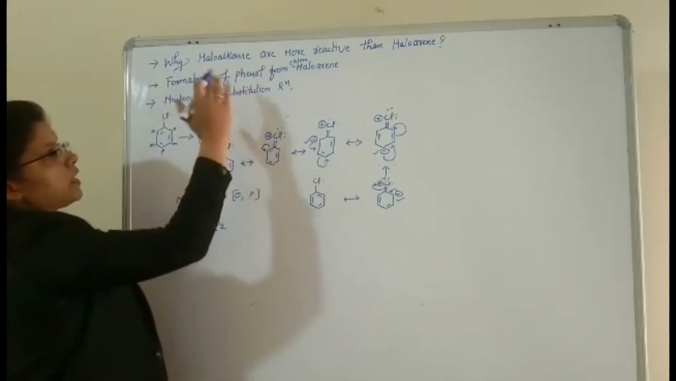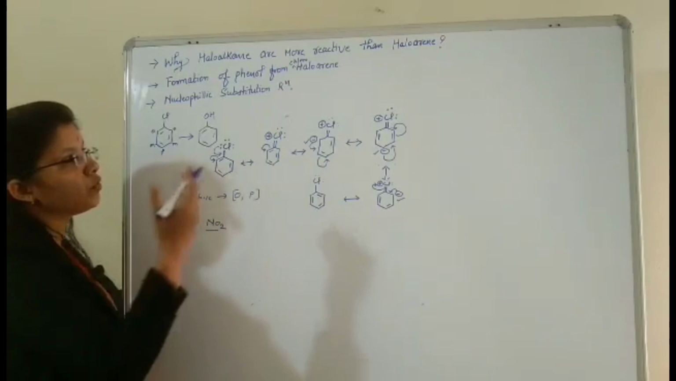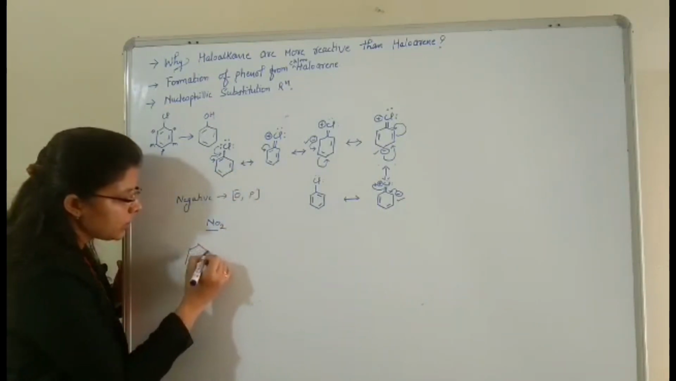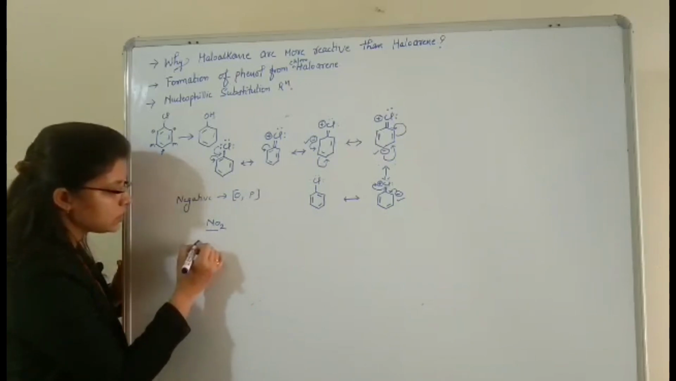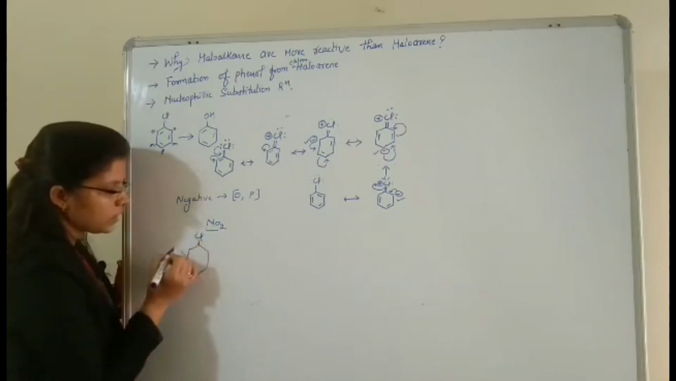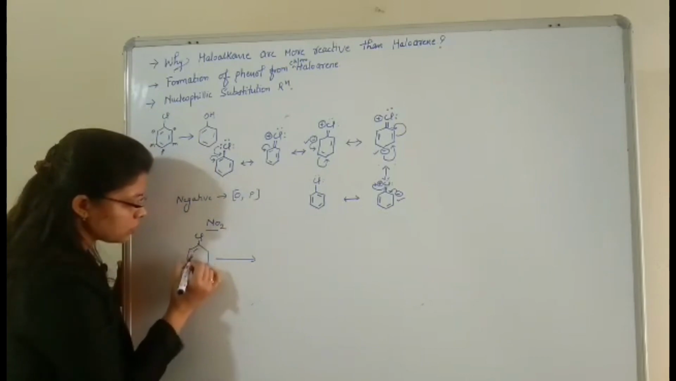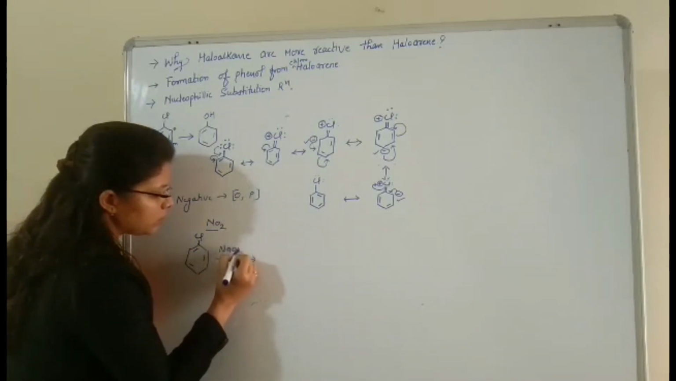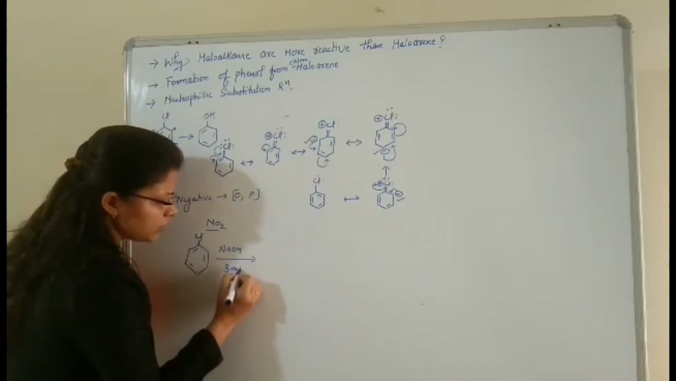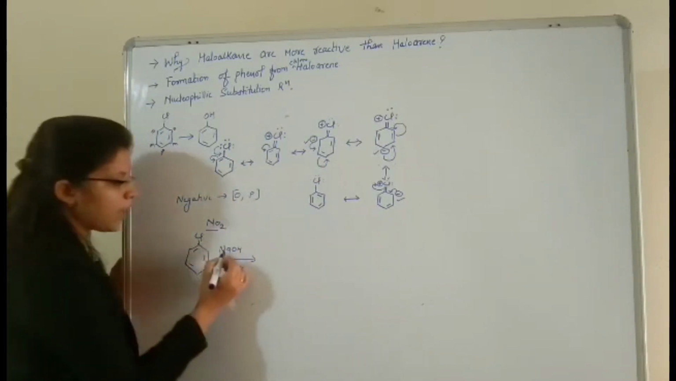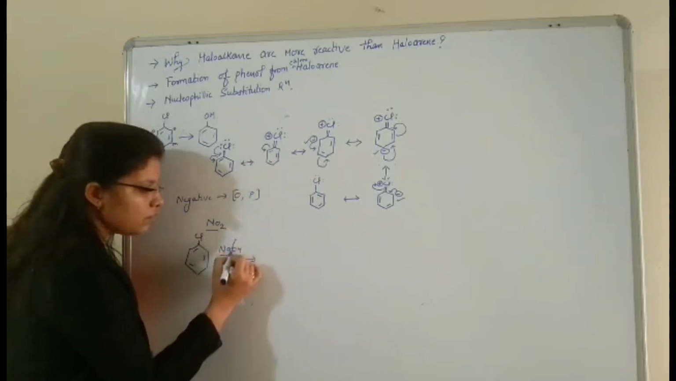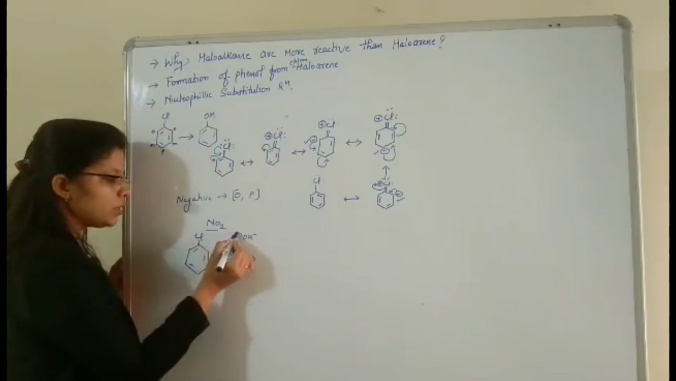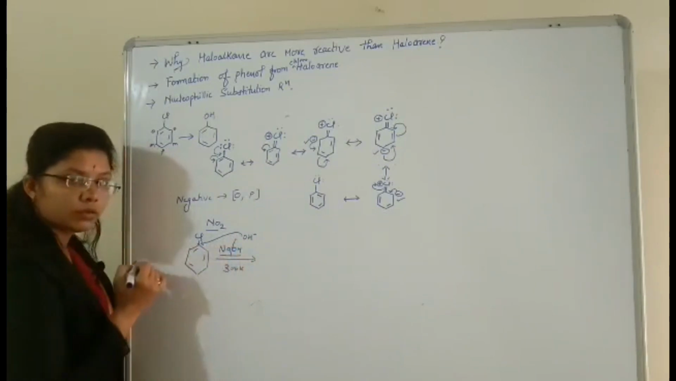So our topic is how we can prepare phenol from haloarenes. Suppose for the formation of a phenol, you have a chlorine group attached, and we are reacting this haloarene or chlorobenzene with NaOH at a temperature of approximately 300 Kelvin. This is a base, so it is always donating the OH minus ion. So what will happen is that this OH group will attack here.